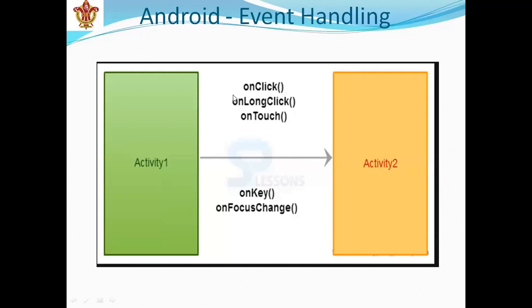So in the diagram, here you can see activity 1 and activity 2. There is one arrow going from activity 1 to activity 2. So on click, we can go from activity 1 to activity 2. On long click, long press, we can also go from activity 1 to activity 2, and on touch, we can go from activity 1 to activity 2.